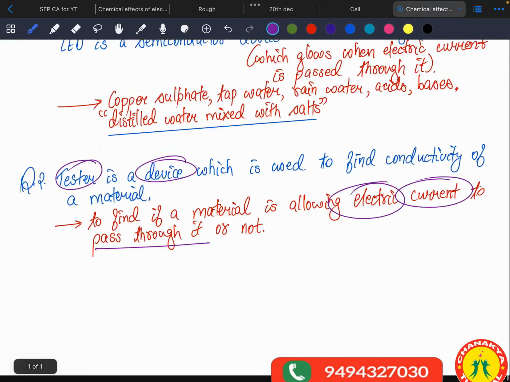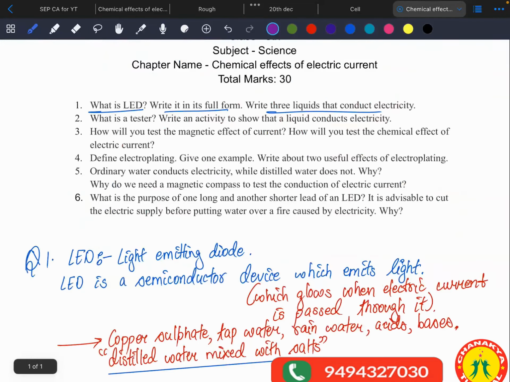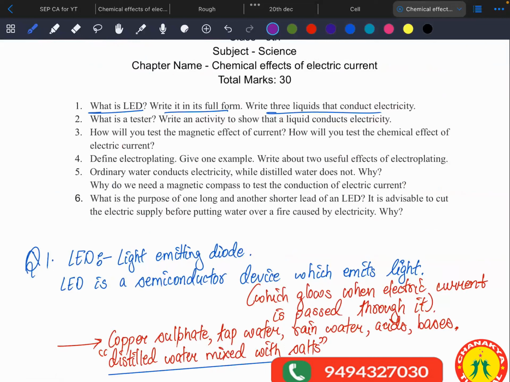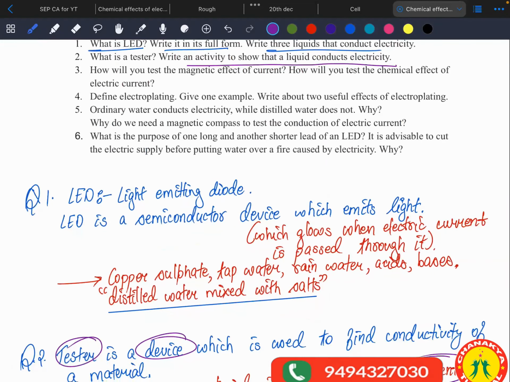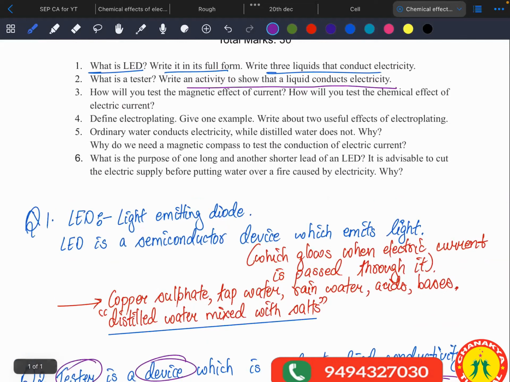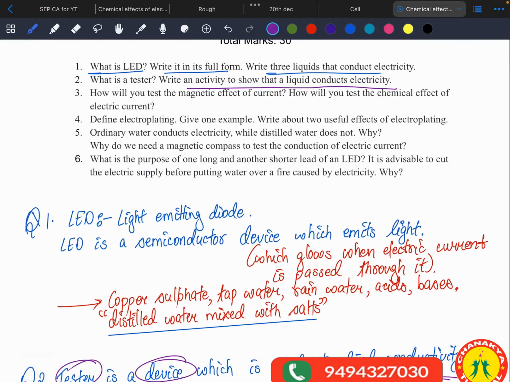Okay, fine. Then write an activity to show that a liquid conducts electricity. I think most of you have done it correctly, but those who haven't, check the example given in NCERT. It is a basic activity with which we started this chapter, to show that a liquid conducts electricity or not. We take a beaker. In that beaker we have what kind of solution? Can anyone tell?